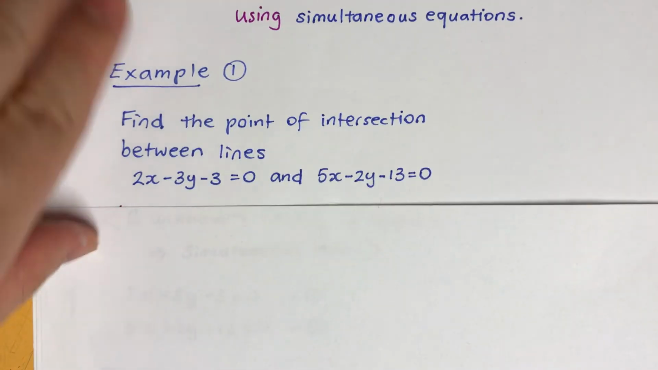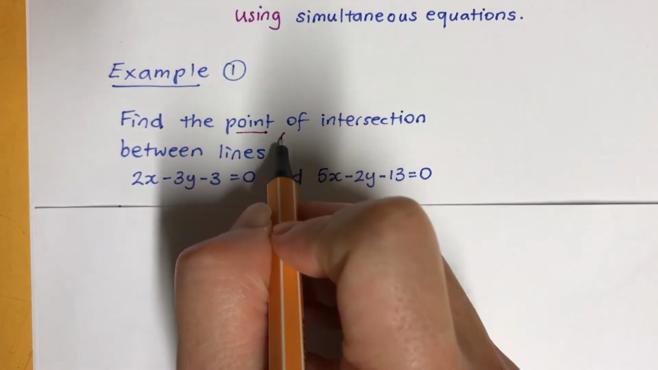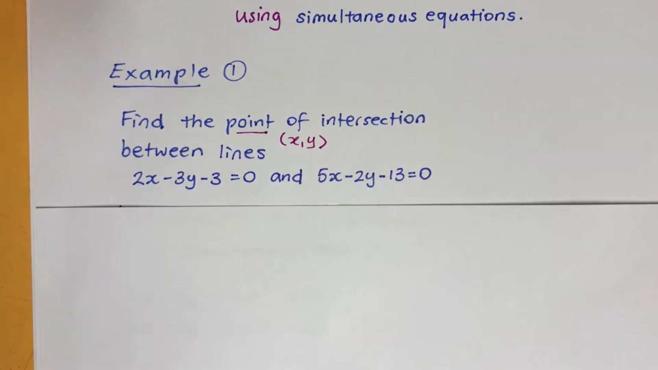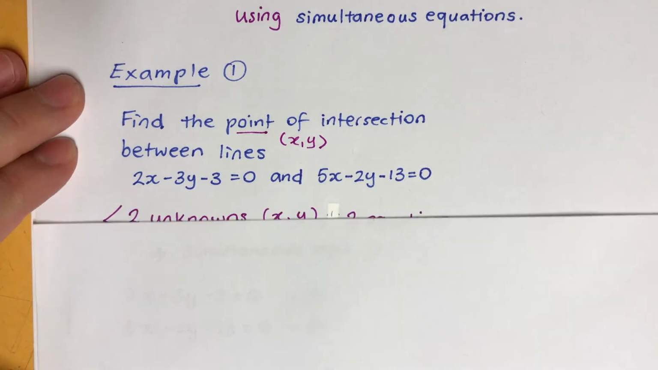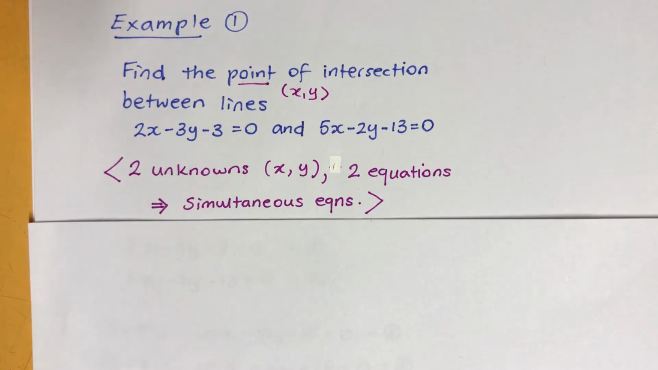So the example says find the point of intersection. So we are looking at x and y here, okay? Between lines 2x minus 3y minus 3 equals 0 and 5x minus 2y minus 13 equals 0. So how we're going to solve this question is, we've got two unknowns, x and y, and we have two equations. We can do this question because it matches up, and we can do this using simultaneous equations.